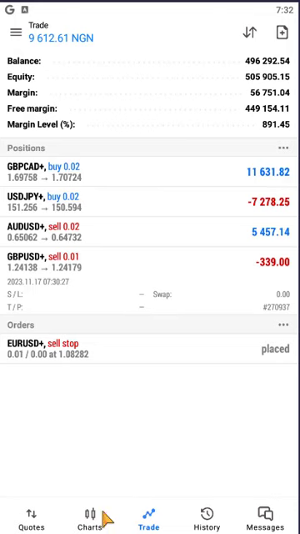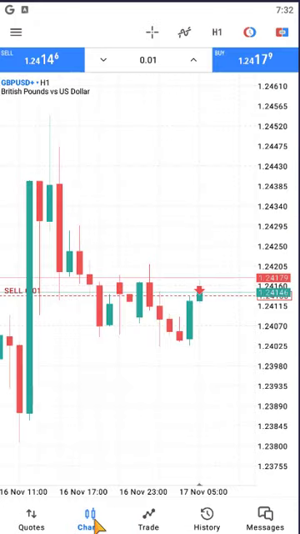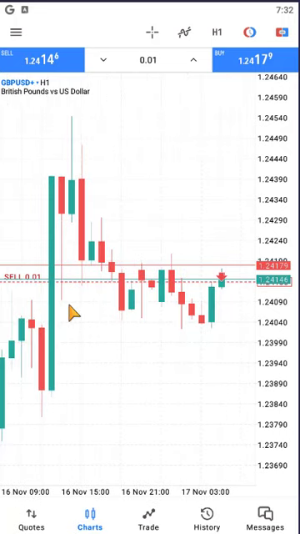Let me just cover that very fast. So I'll come back to the chart. Very simple. It's not hard. Since we've placed the trade, you will see a red dash line here. It has a label at the far left, sell 0.01.